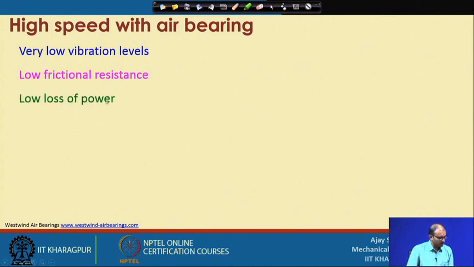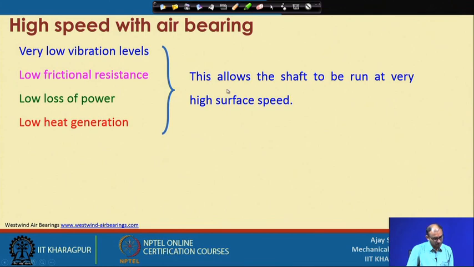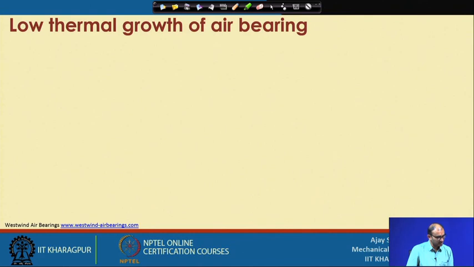Low loss of power, because when you are rotating, when there is a friction and wear, you have to apply more and more power to overcome these particular things, but that is not the issue here, and very low heat generation. So, these are some of the advantages, and because of that you can actually allow the shaft to be run at a very high surface speed. High surface speed, that means what we have just now taken as one example, the cutting speed. So, that is the surface speed. So, these are the advantages of that.